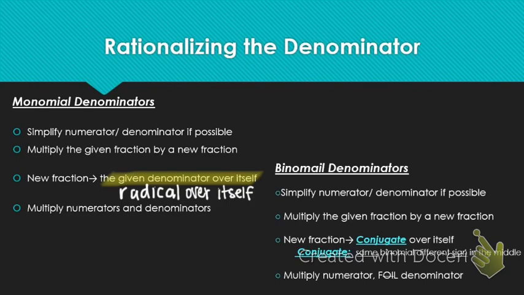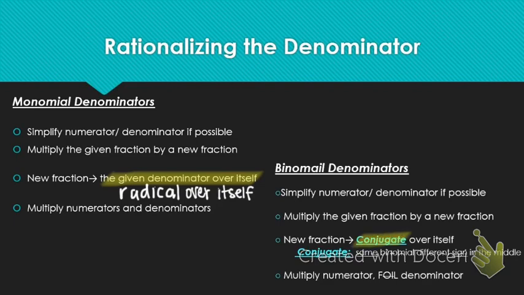Now, what if the denominator is a binomial? You look at the problem. Once again, you're going to simplify the numerator and denominator if possible. But let's say you've simplified all you can and there is still a radical in the denominator. You're going to multiply the given fraction by a new fraction, exactly what we just did. But here's where it gets a little bit complicated. The new fraction is the conjugate over itself.